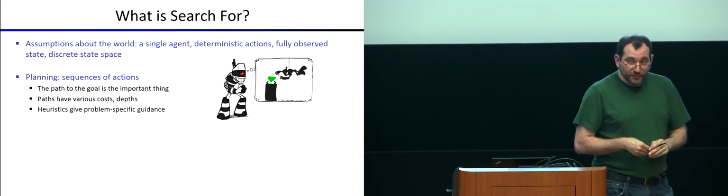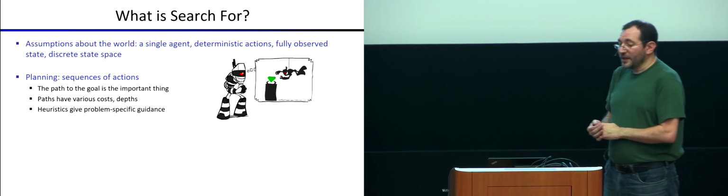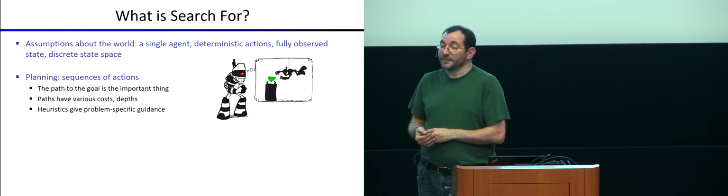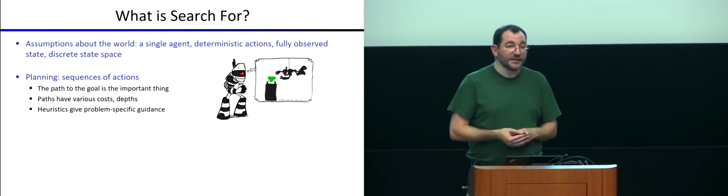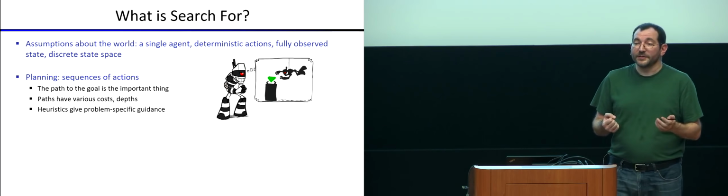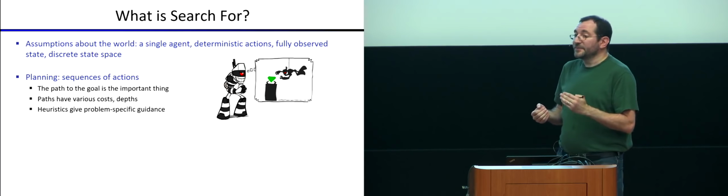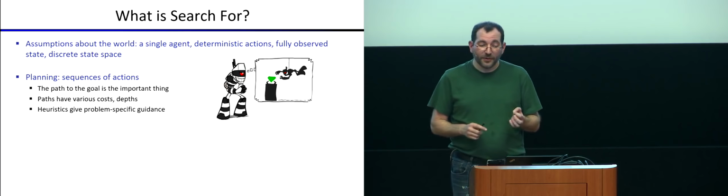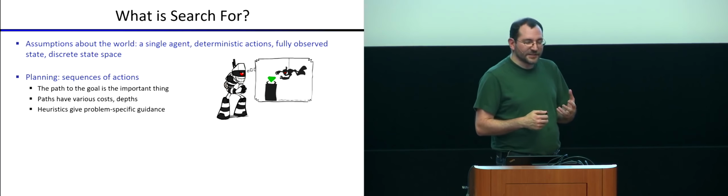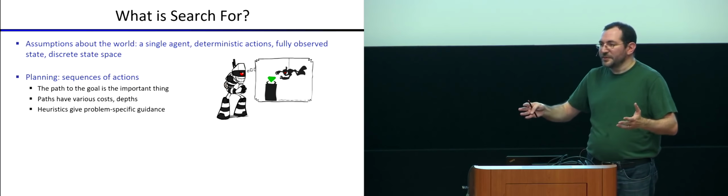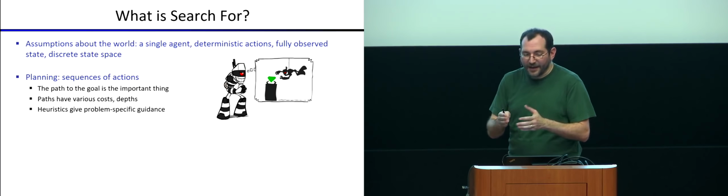Search in general, so far, has been for a class of search problems that are called planning problems. And in a planning problem, what you're interested in is the sequence of actions. When you find your goal state, what you really want to know is, what is that master plan that gets me from the start state to the goal? And so the path to the goal is the important thing. And this gets us into discussions of things like paths having costs and depths. You either want a cheap path or maybe a short path.